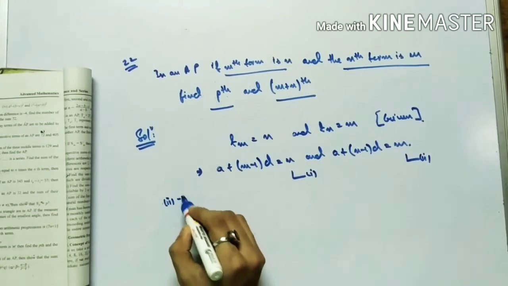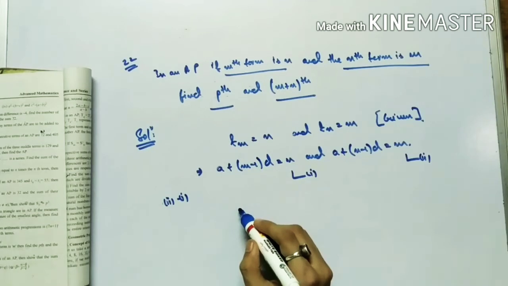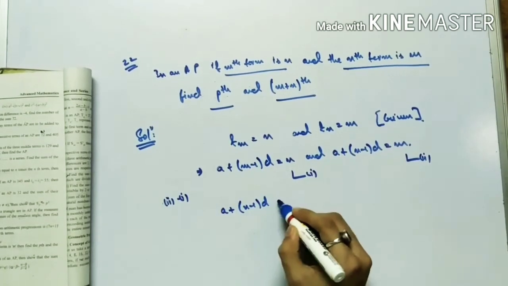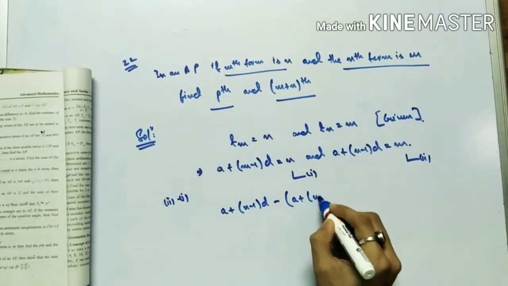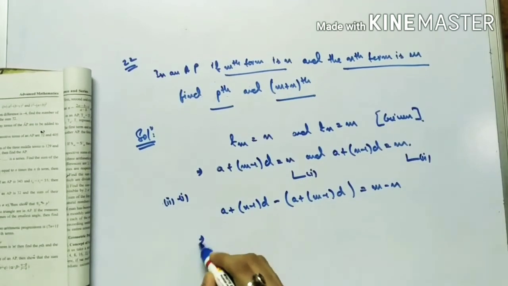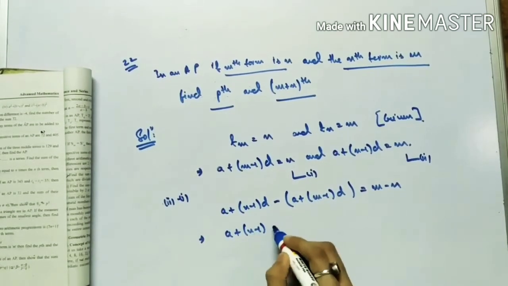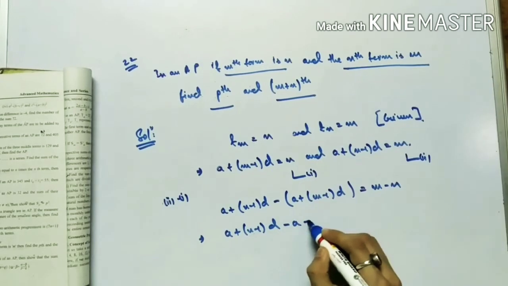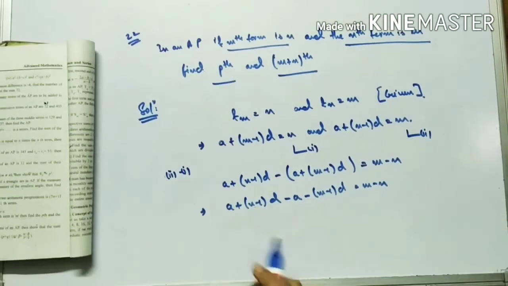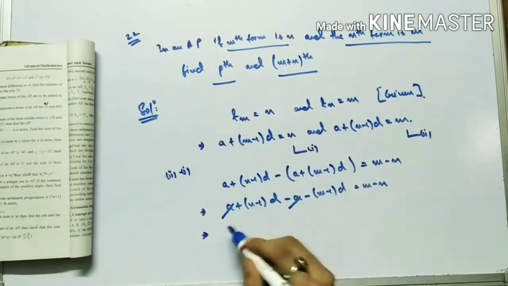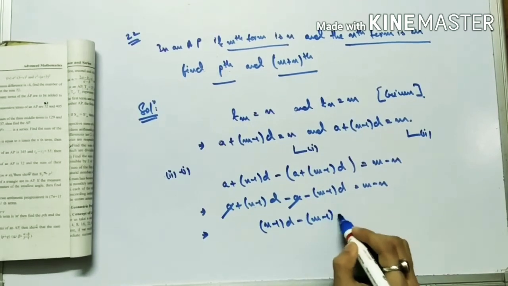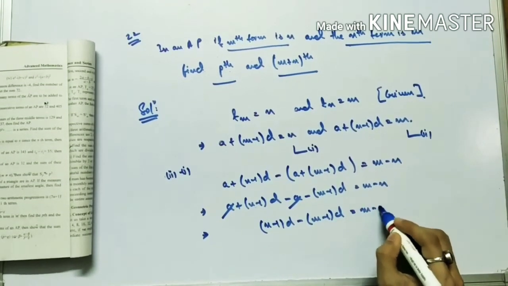If I do equation 2 minus 1, then a plus (n minus 1)d minus (a plus (m minus 1)d) is equal to m minus n. So a plus (n minus 1)d minus a minus (m minus 1)d is equal to m minus n. If I cut the a, then I get (n minus 1)d minus (m minus 1)d is equal to m minus n.